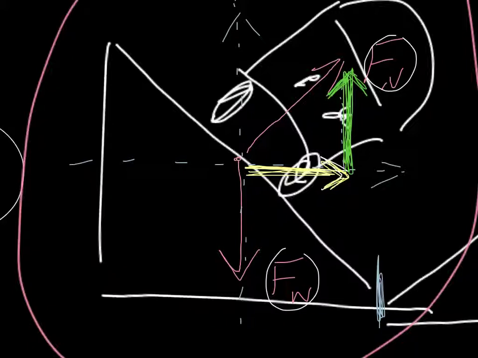The y component is the green vector that's being drawn, and that y component must be equal to, you guessed it, the weight force. It's equal and opposite in direction in order to be balanced if there is no friction present in this system.